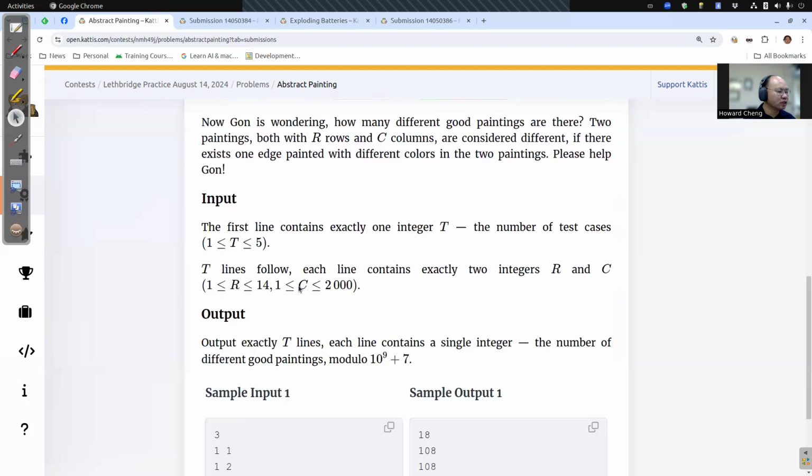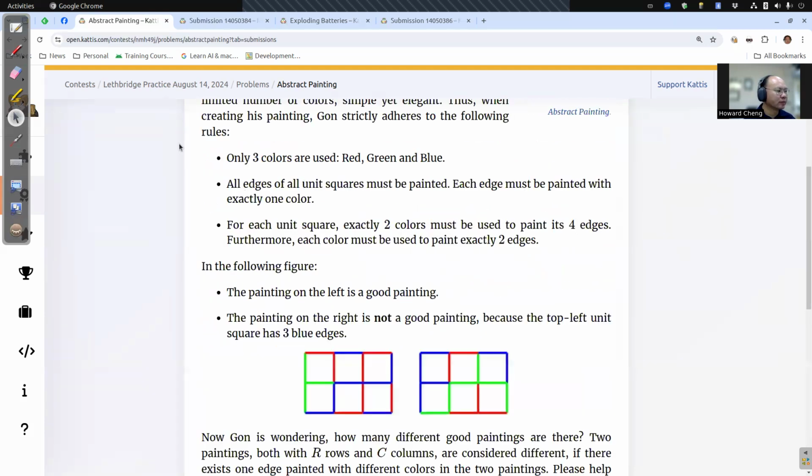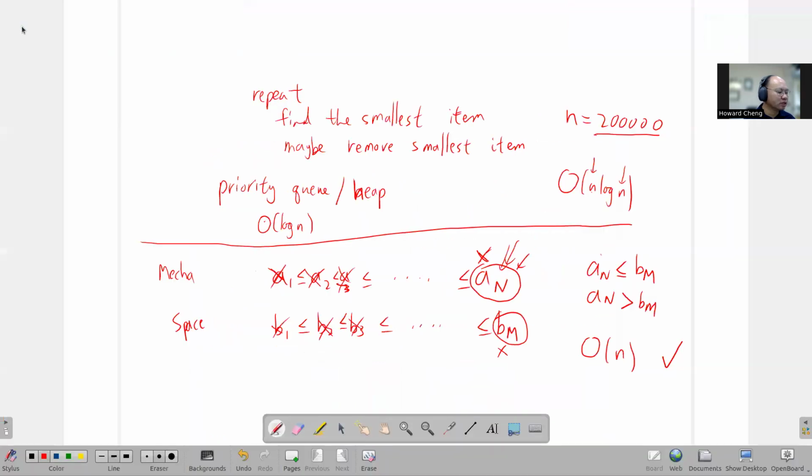R is at most 14, C is at most 2000. So this is pretty big. You can't try them all. There are at most 5 cases. And the numbers are actually very big, so you're supposed to produce the answer mod this big number so that the answer is not gigantic. Okay, so this is combinatorics.